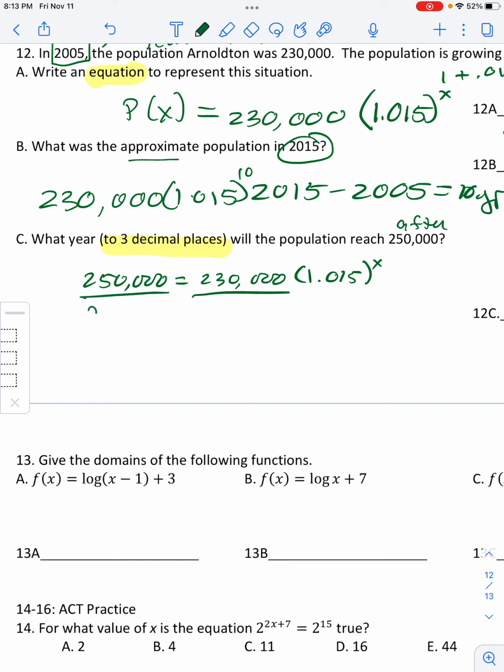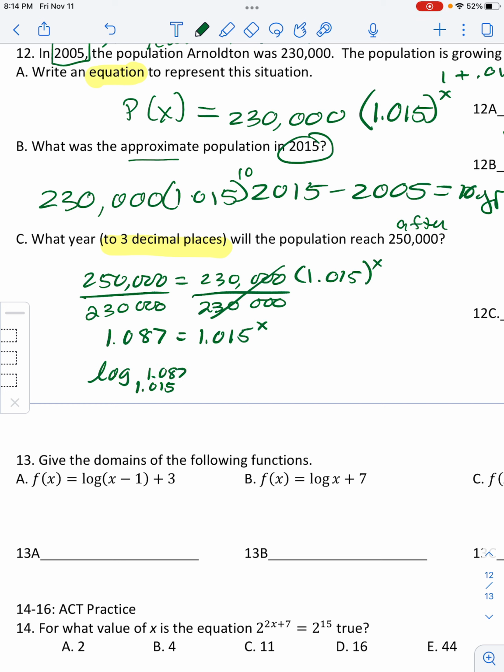First thing I'm going to do is divide this out of there. Gone. And when I divided it, it was 1.087 something. That left me with 1.015 to the x. So I have an exponential and I'm stuck. So I need to rewrite it as a log: log base 1.015 of 1.087.